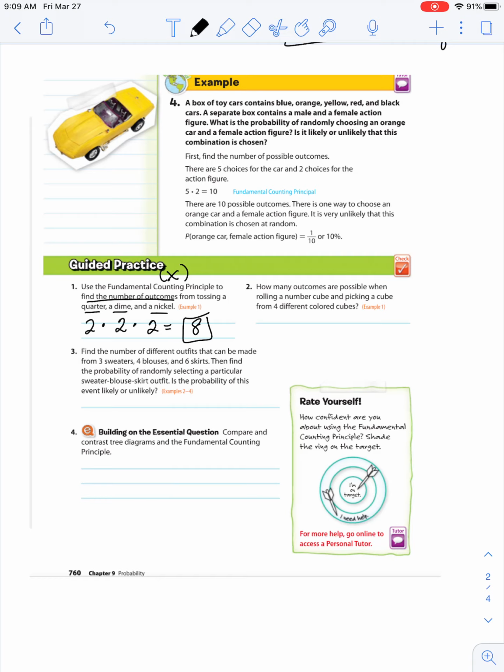So the tricky part here is when it's asking for number of outcomes, your answer will be a whole number. When it's asking for probability, then that means your answer is going to be a fraction.